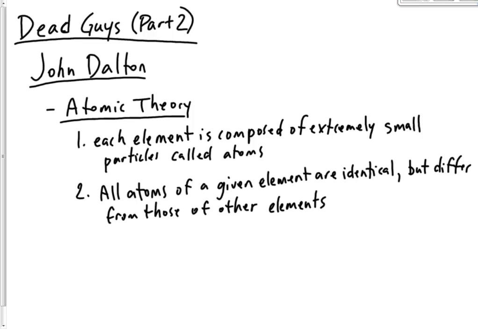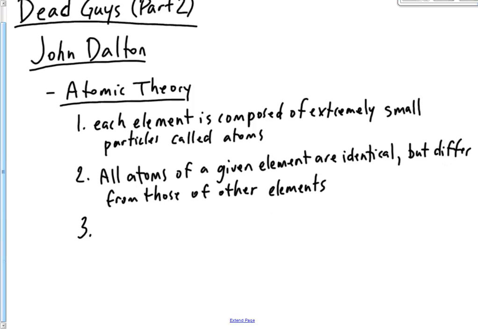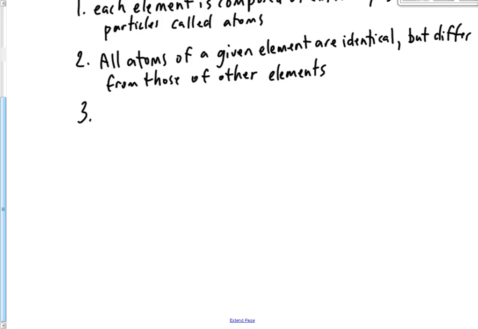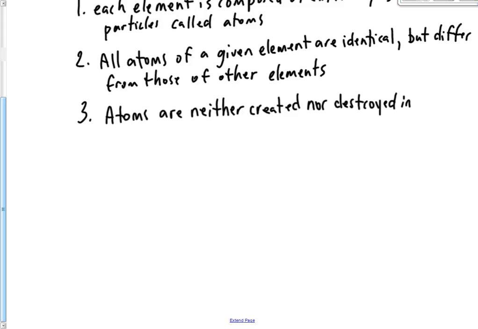Okay, third part of his theory is atoms are neither created nor destroyed in any chemical reaction. And then the last one, a given compound will always have the same relative number and kinds of atoms.